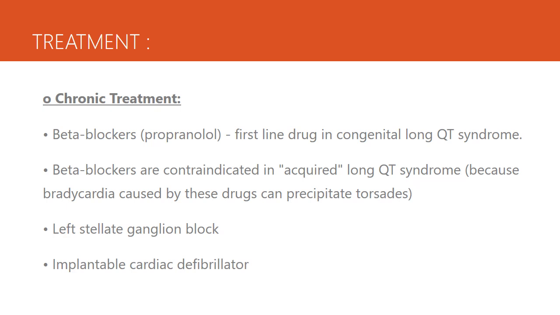It is the first line drug in congenital long QT syndrome. Beta blockers are contraindicated in acquired long QT syndrome because bradycardia caused by these drugs can precipitate the torsades. Left stellate ganglion block and implantable cardiac defibrillators can also be used.